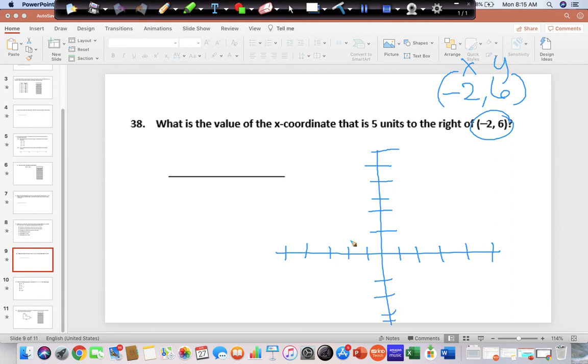So if we are at -2, positive 6, that is here. -1, -2, up to, goodness gracious. Okay, so -2.